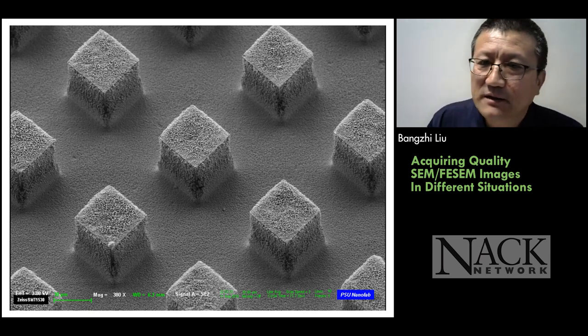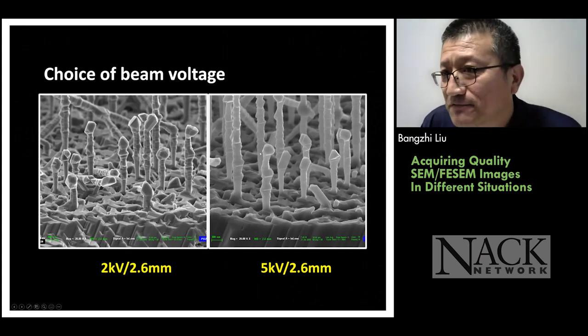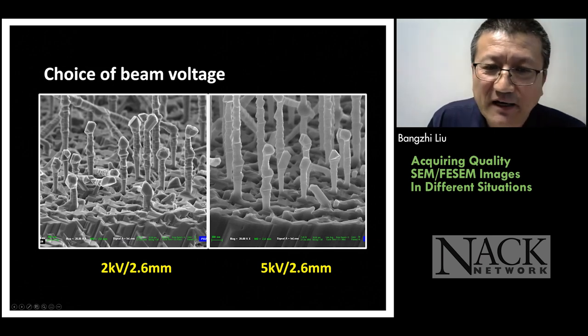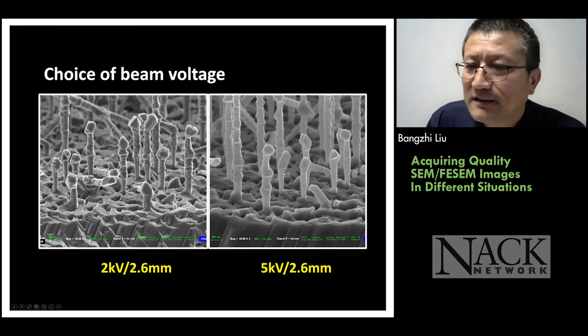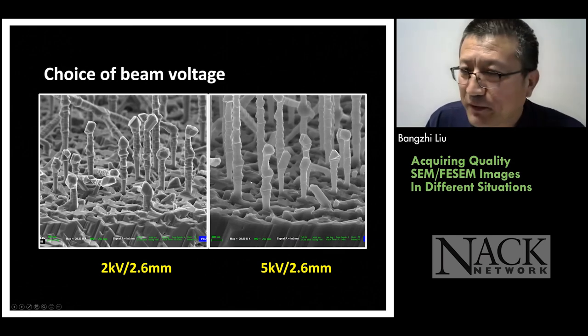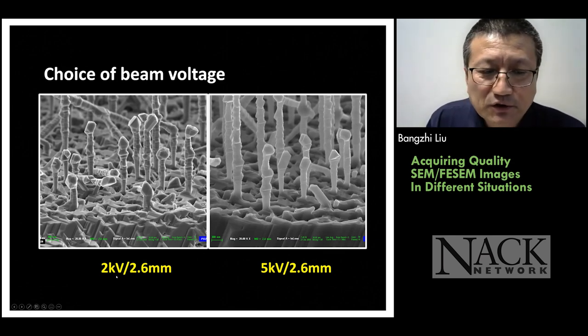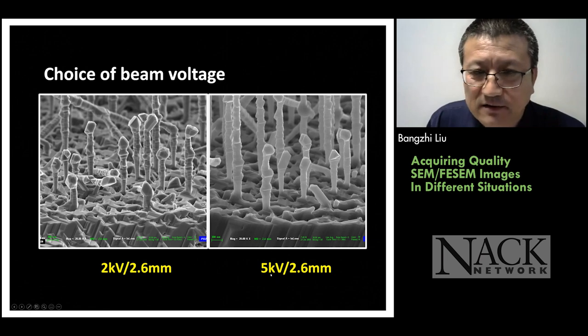Okay, let's look at the voltage, the left side and the right side. It's the same sample, a silicon structure, silicon nanowires that we grew before. One image was taken at 2 kV and the other at 5 kV, with the same working distance. If you compare them, which one is better?